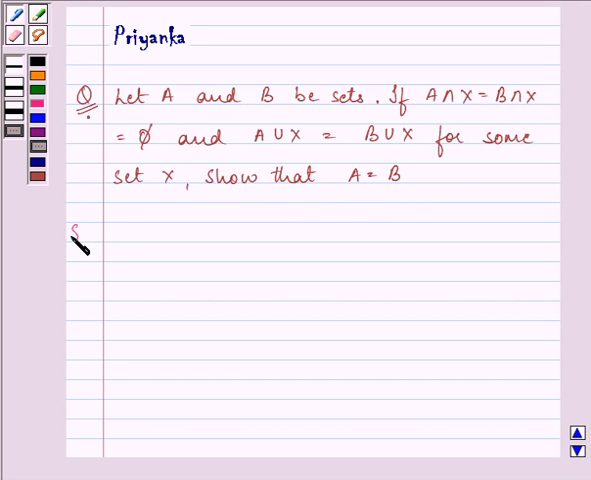So let us proceed on with the solution and let us make use of the things that are given to us. It's given that A intersection X is equal to B intersection X is equal to phi and A union X is equal to B union X for some set X.